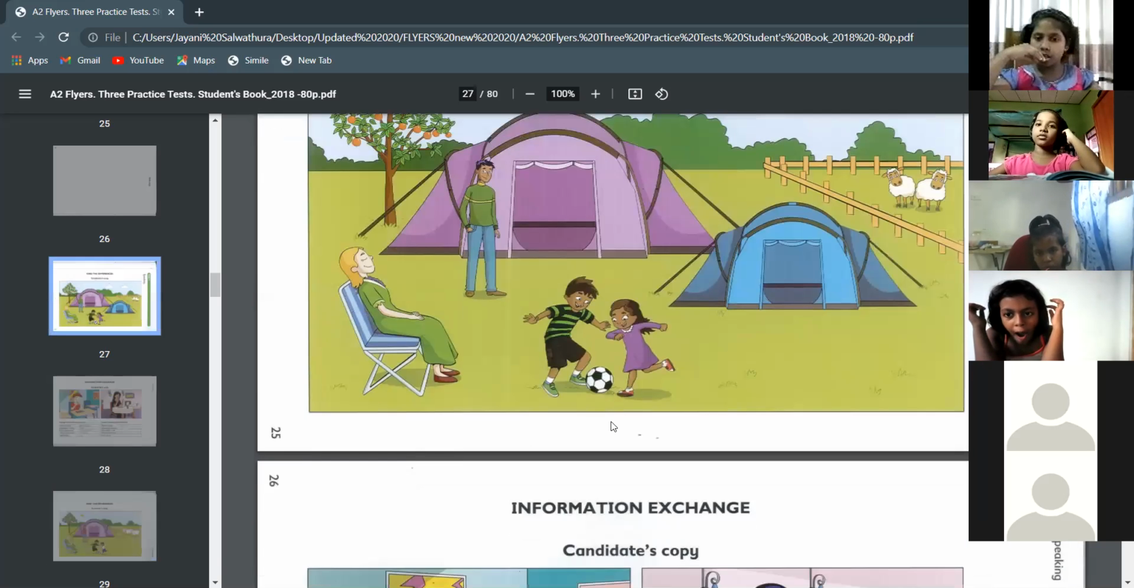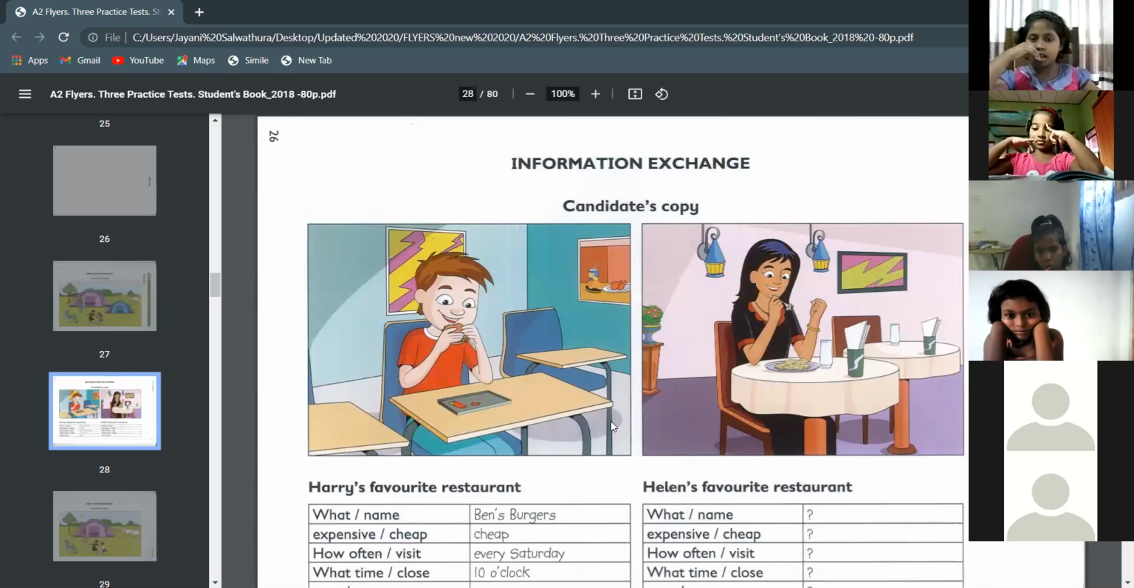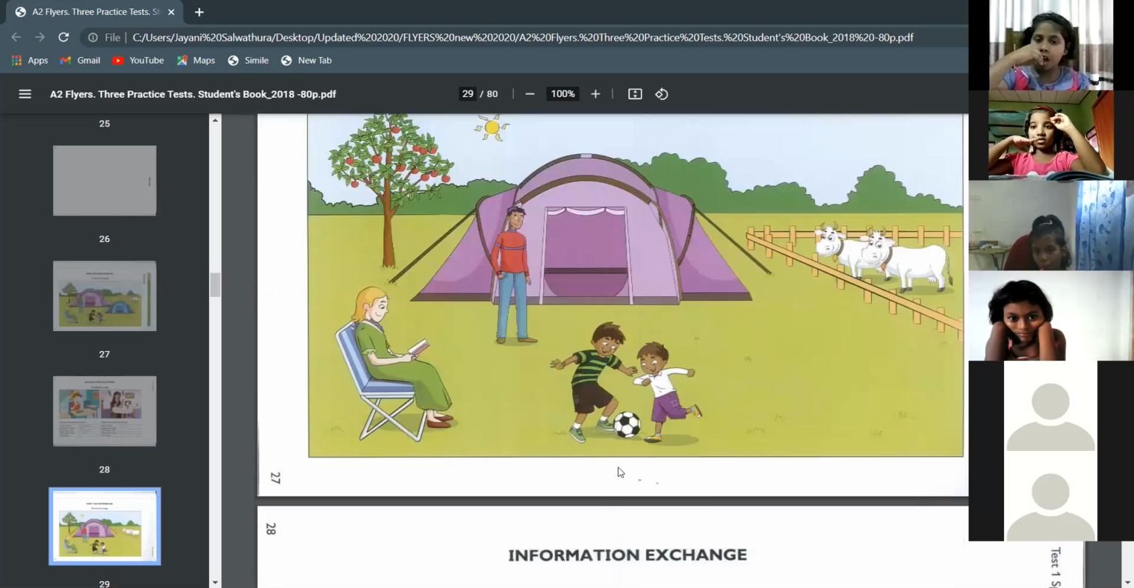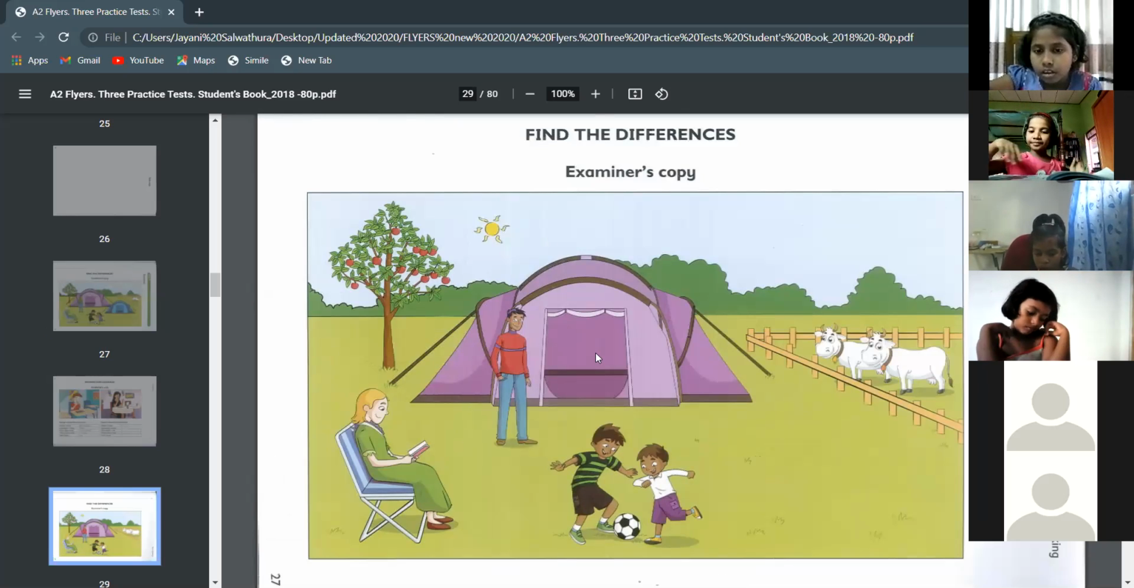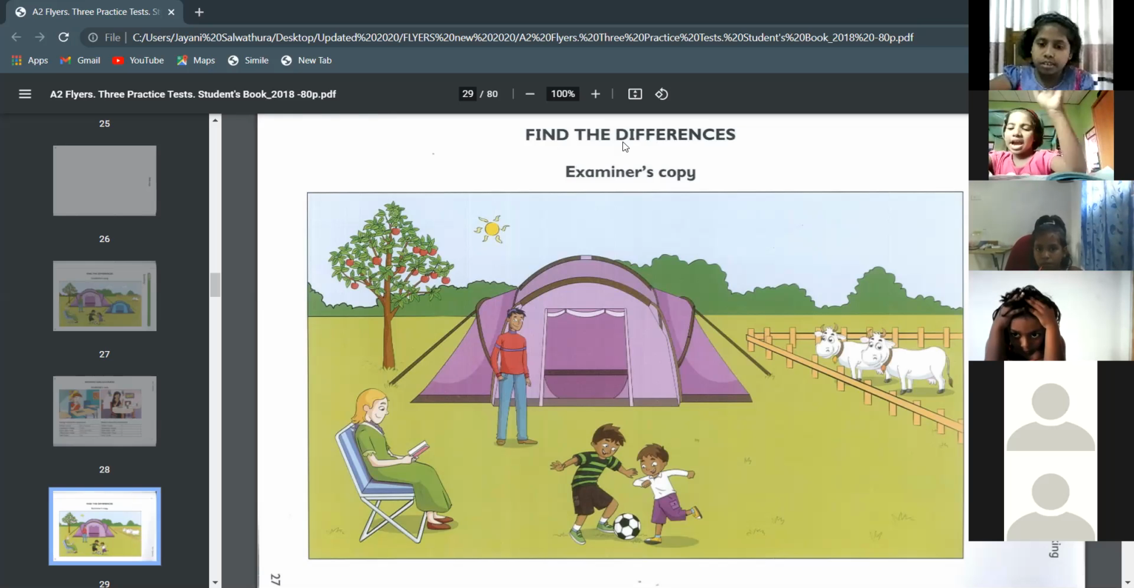Yes, it's a sunny day and a cloudy day. Good. In my picture, it's a sunny day. Sorry, it's a cloudy day. In your picture, what is it? My... Sorry, in my picture, it's a sunny day. In the examiner's picture, what is it? Cloudy day. In my picture, it's a cloudy day.